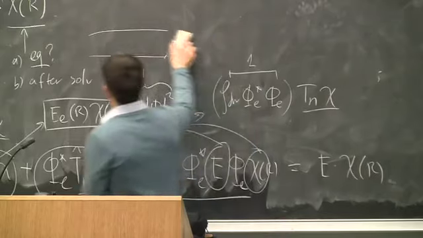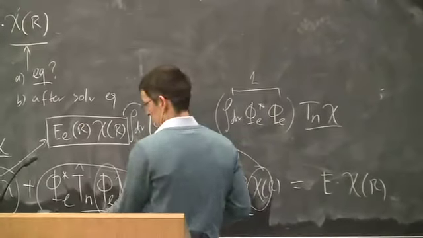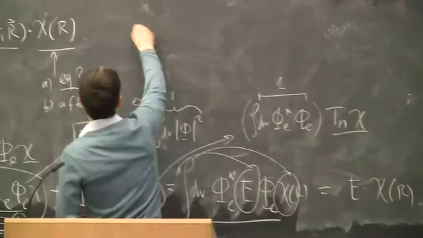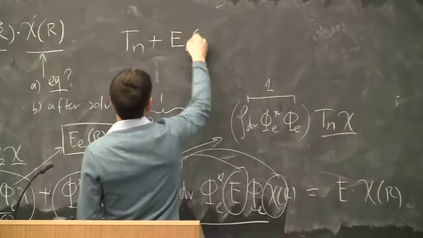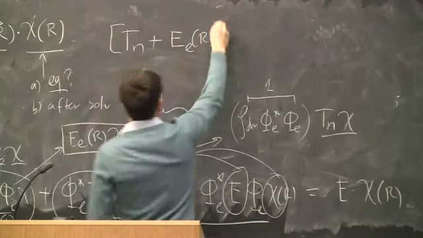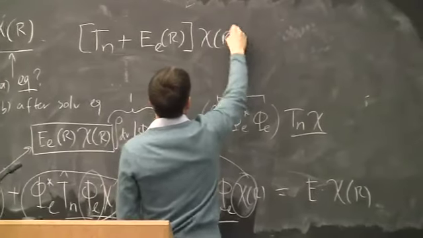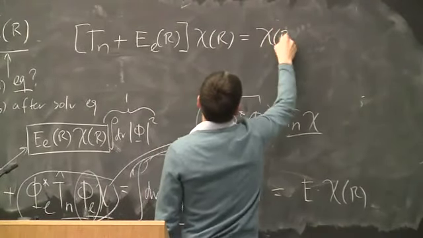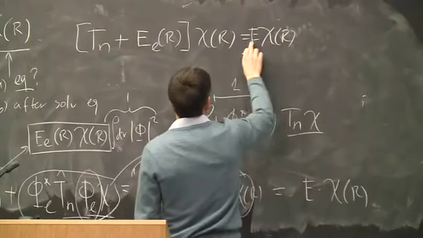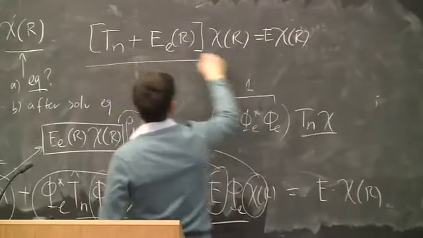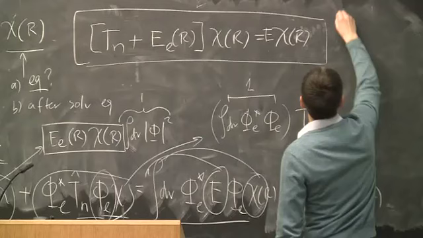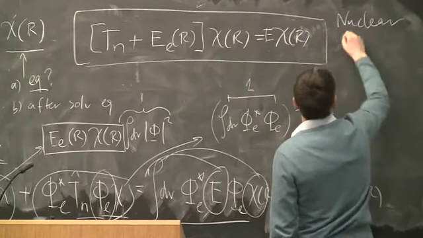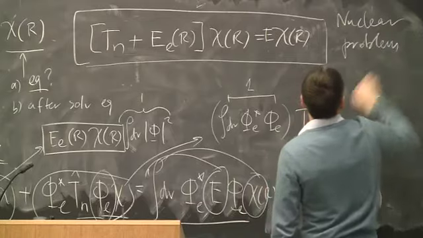Now we can write the equation for chi, which is going to be looking a little bit friendlier. So it's kinetic energy plus a potential-like term, acting on chi of R, equal to the constant E multiplied by chi of R, right? So that's a nuclear counterpart, the nuclear problem essentially. So it's the nuclear counterpart to the electronic problem.